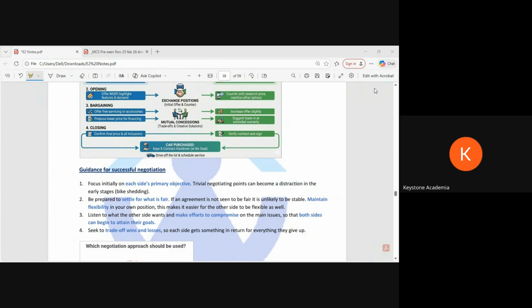Because in B2B deals, there are no two deals at the same price. If it is business to consumer, individual, then it can be the same price.